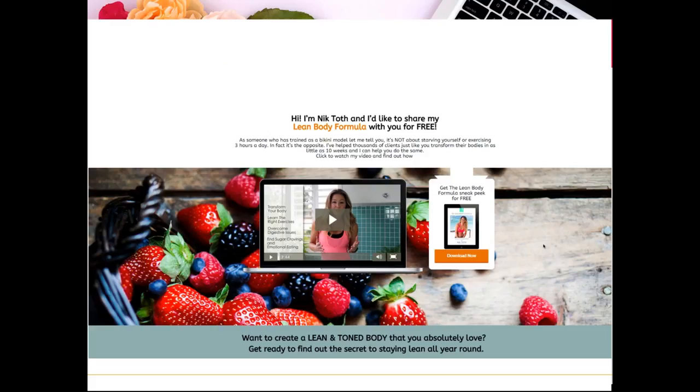Okay. Now, here's another example. This was for Nick Toth. Okay. And what she did here is basically a lean body formula sneak peek for free. All right. So what a person gets is a sample of her lean body guide. Now, this is the landing page. She's also got an ad. Obviously, she's got an ad out there on Facebook, and people go to this landing page.